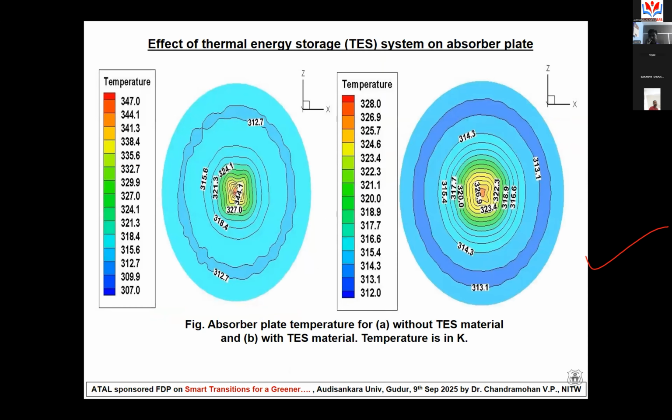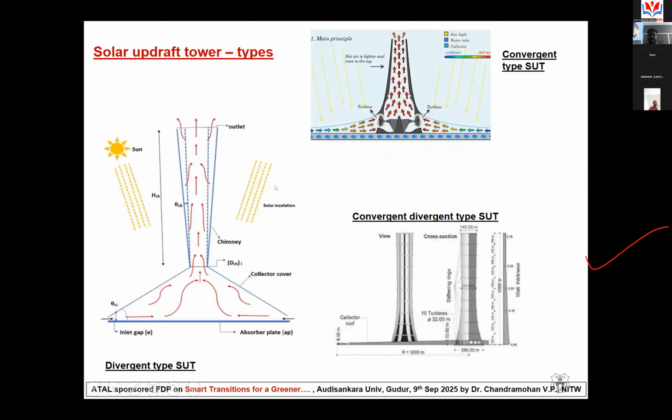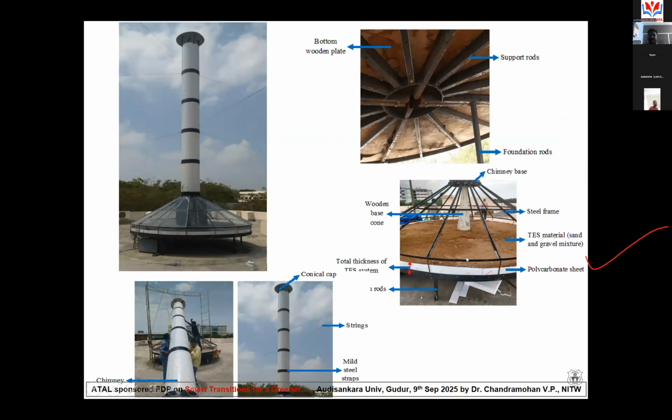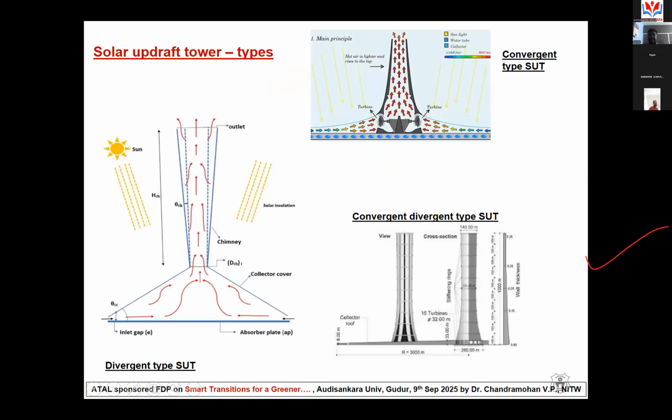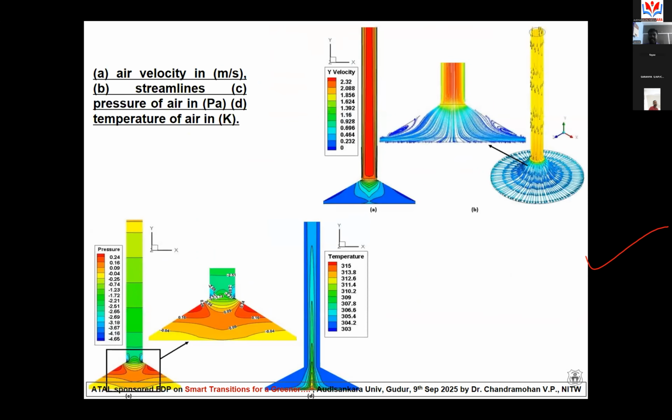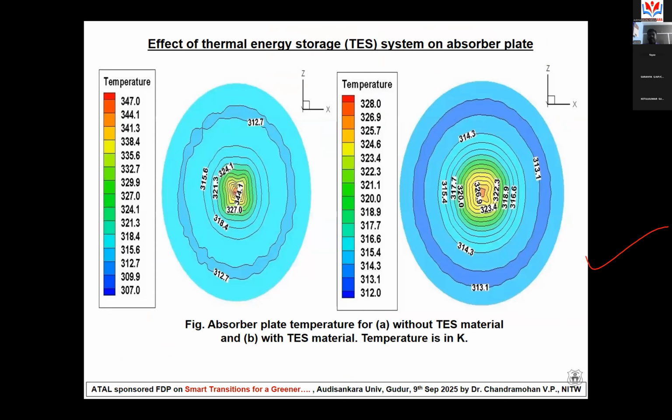This is the absorber plate temperature. I told you in the previous case, there is an absorber plate here on the top. We could get the temperature distribution on the absorber plate, if you are providing thermal energy storage materials, without heat storage material and with the thermal energy storage material. Without thermal energy storage material, the temperature is higher, around 315, and the maximum is 344 Kelvin.